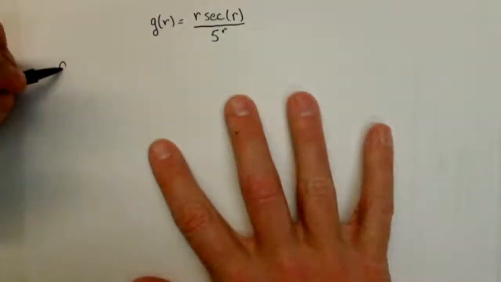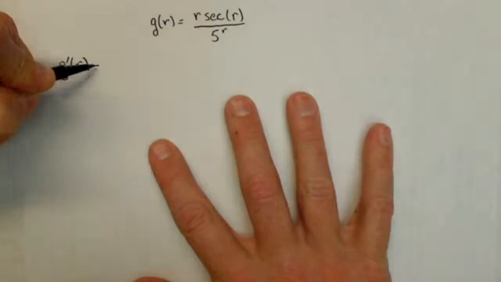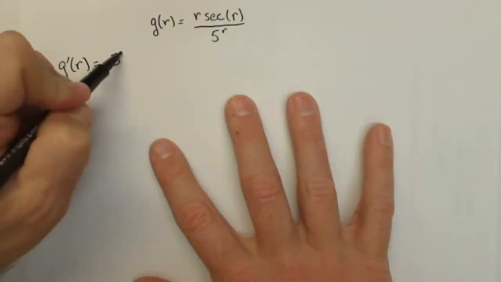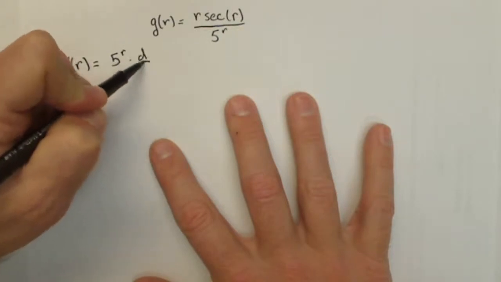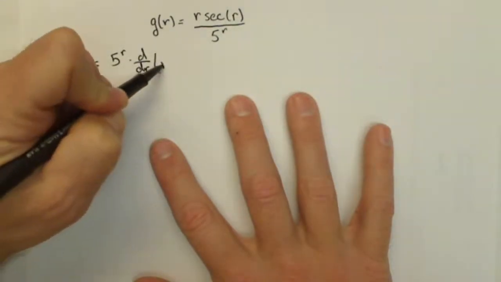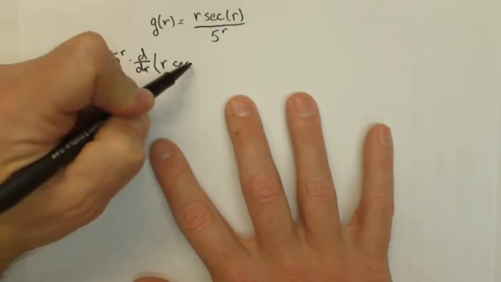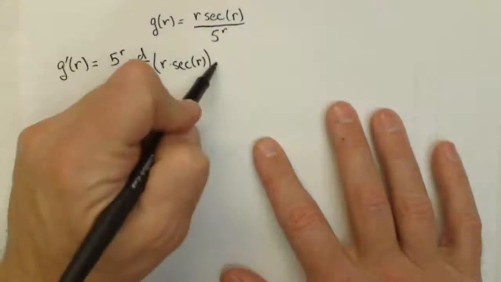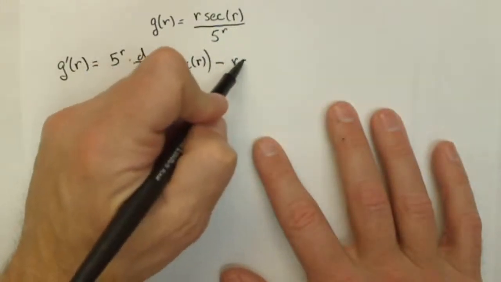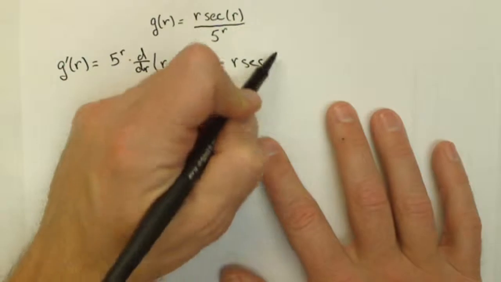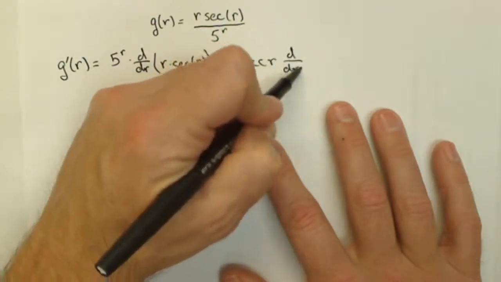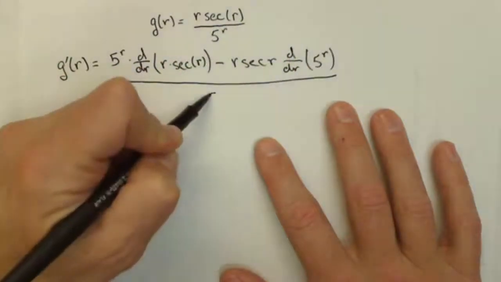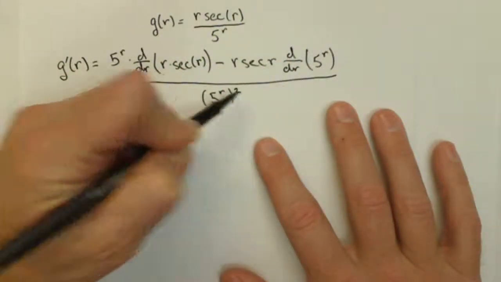So the initial structure of g prime of r is going to come from the quotient rule. So it's the denominator, 5 to the r, times the derivative with respect to r of the numerator, r secant of r. That's where the product rule will come in when we do that in the next step. Now minus r secant of r times the derivative with respect to r of 5 to the r, all over 5 to the r, the quantity squared.